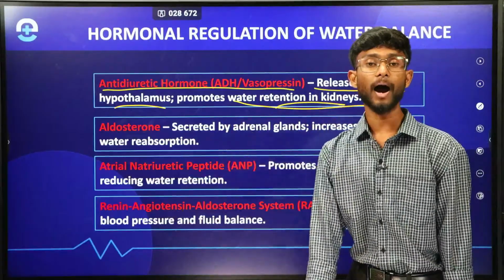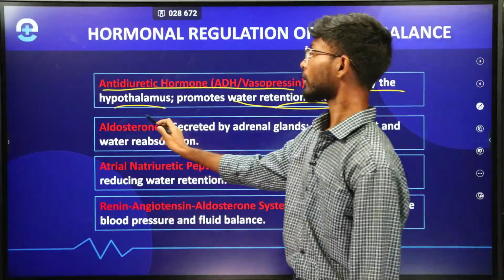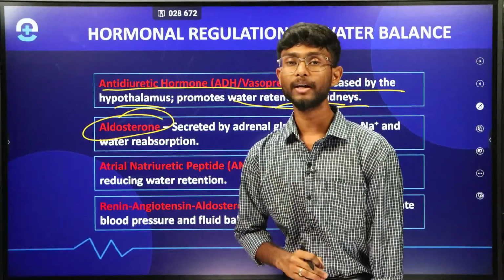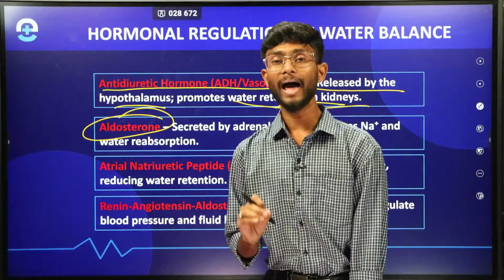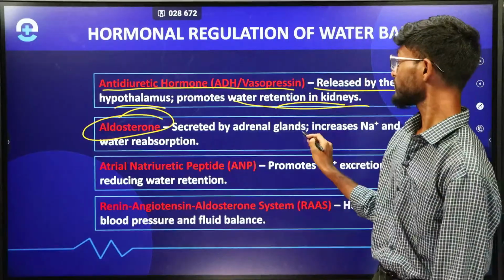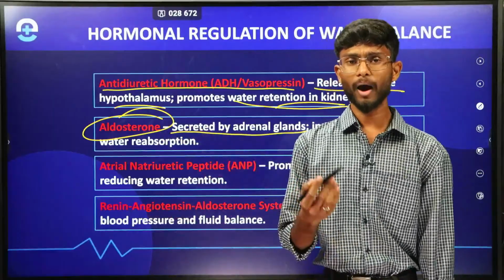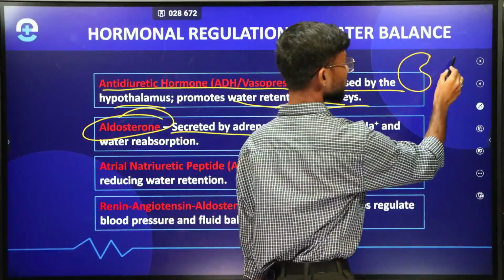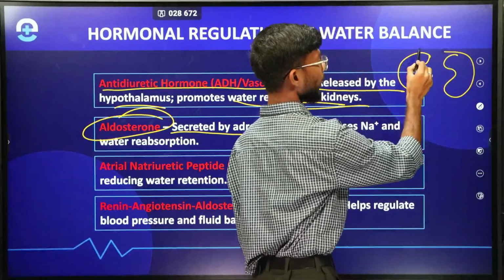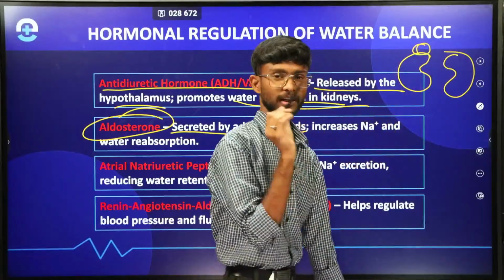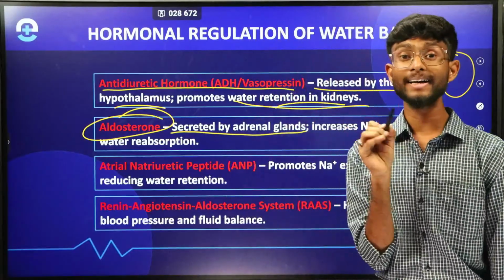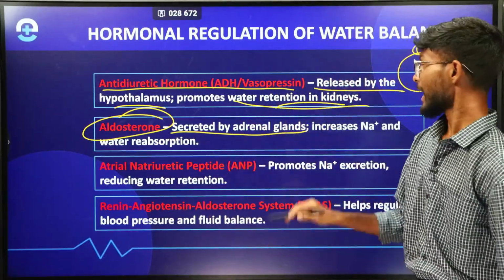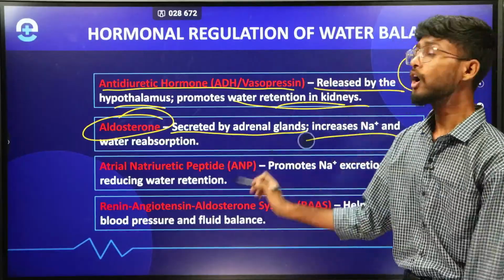And the next hormone is aldosterone. What is this? Aldosterone is secreted or released by the gland called the adrenal gland. Okay, adrenal gland. Where is it present? You have observed, if this is the structure of the kidney, on the top of the kidney there is some structure, that is the adrenal gland. There the aldosterone will be released, and this increases the sodium.